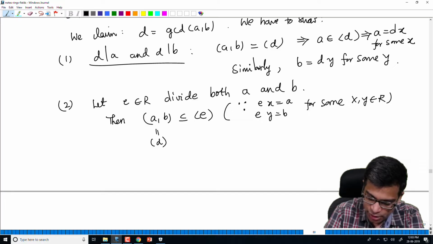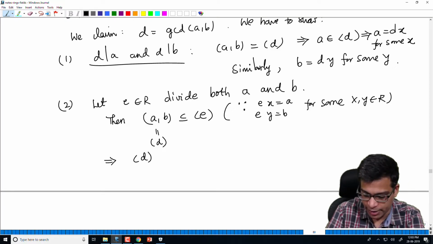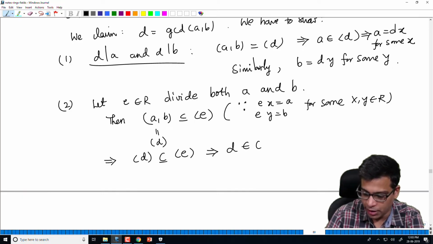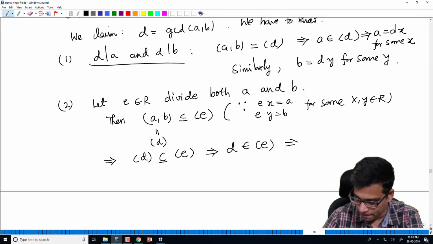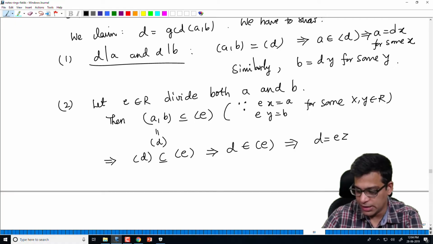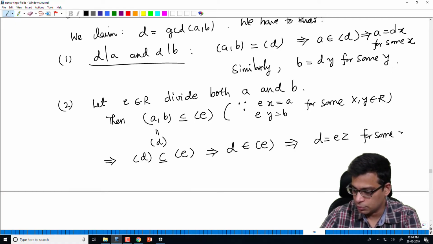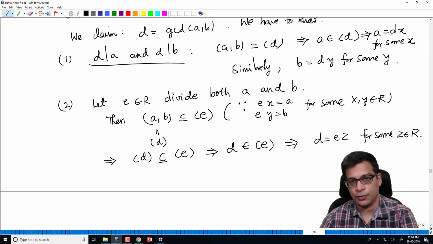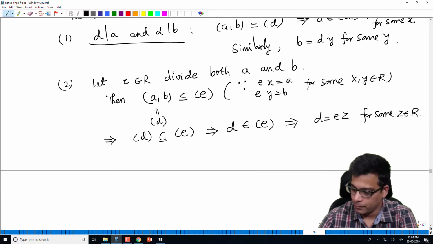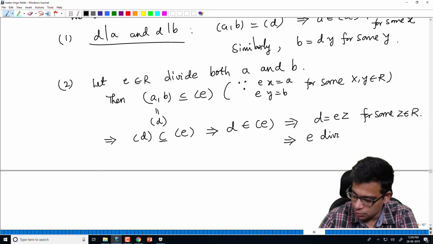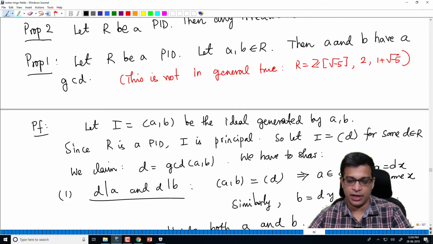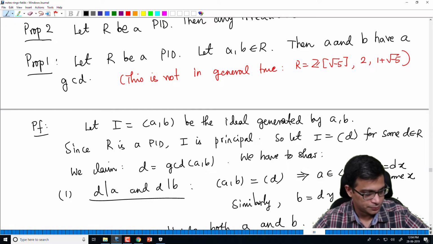But this is actually the ideal generated by D. So that means the ideal generated by D is contained in the ideal generated by E. That means the element D is in the ideal generated by E, which means D is equal to Ez for some z. D being an element of the ideal generated by E means D is of the form E times some other ring element. That means E divides D. So this completes the proof of the proposition, which said that any two elements have a GCD.